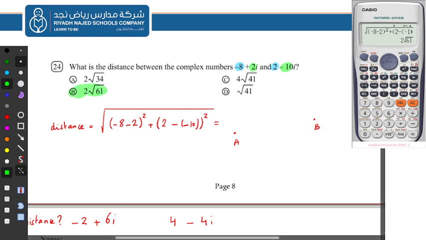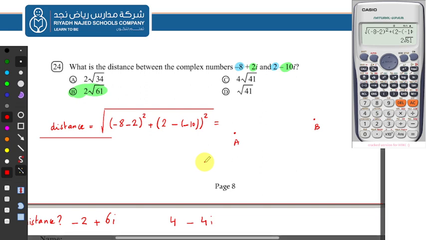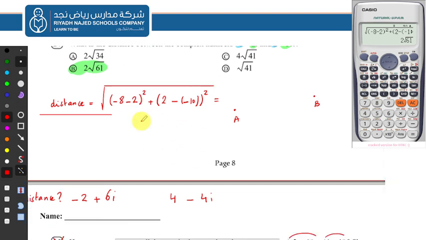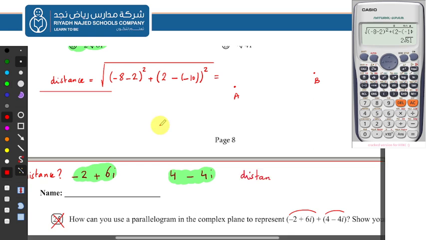Okay, now a question for you to practice. Calculate the distance. If you understood this, then you would be able to apply it to these 2 numbers here: -2 plus 6i and 4 minus 4i. The question is calculate the distance between these 2 numbers, and the formula is, we write the formula in general.